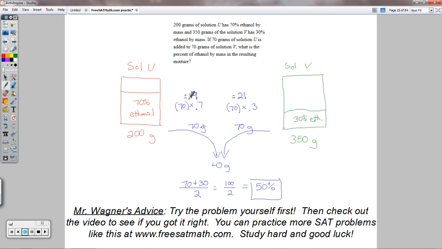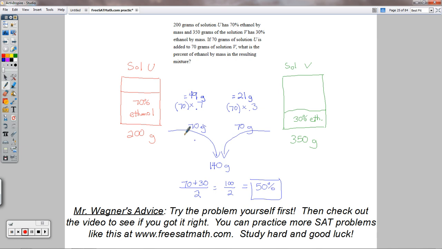So what that means is you'd have 21 grams of ethanol in this 30% ethanol solution, and 49 grams of ethanol here. That would be 70 grams of ethanol in a 140 gram solution. But in a 140 gram solution, you would have this plus this, 70 grams of ethanol. So 70 out of 140 would also be 50% ethanol. So that's an alternate way to solve this problem.